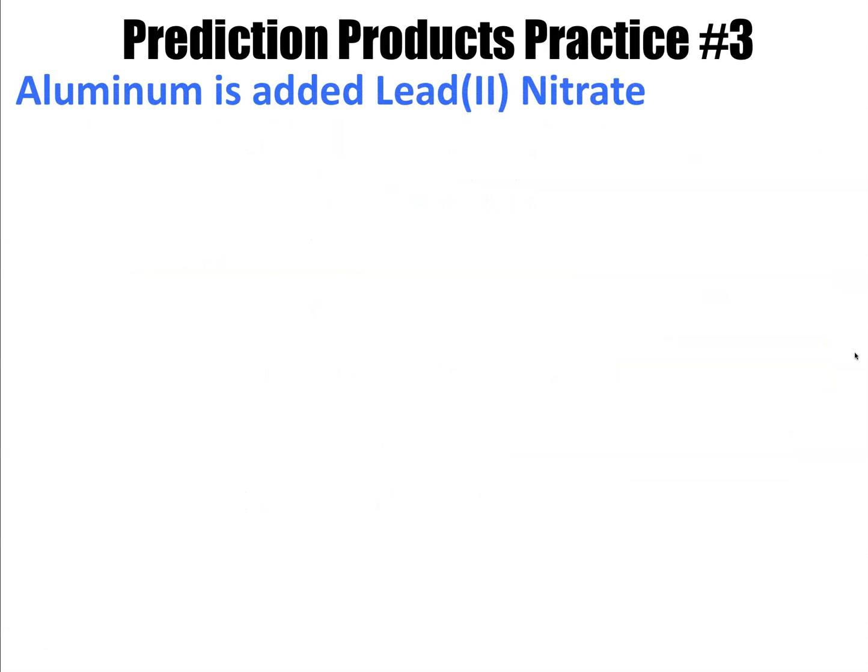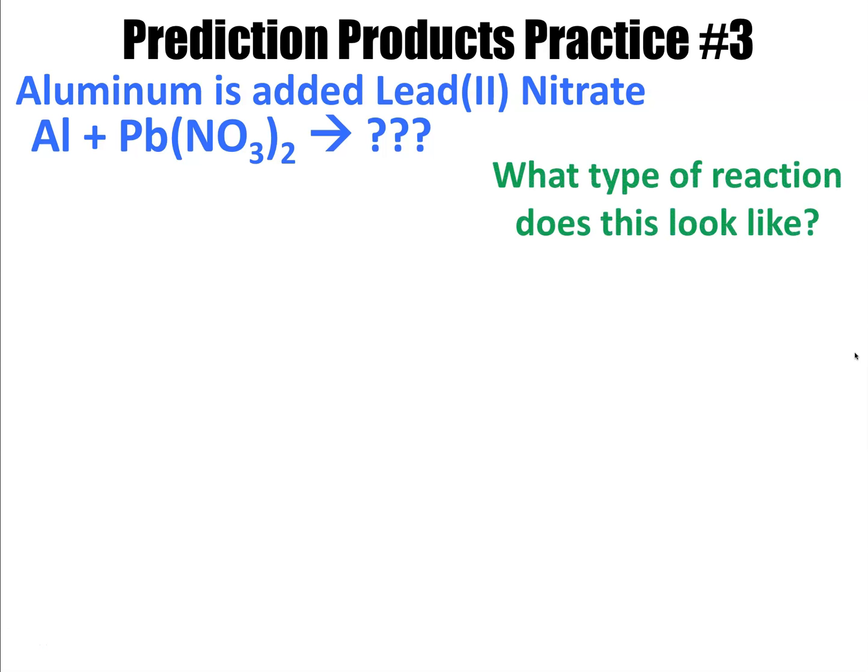Number 3, aluminum is added to lead(II) nitrate. Okay. So write this as formulas. Aluminum and lead(II) nitrate. Again, you know your ions. You should be able to do this part. Now, looking at the reaction type, what could it be? All right, well, hopefully we figured out it's single replacement. A plus BX equals AX plus B. All the letters are the same. I think I used A and BC or A plus BX.